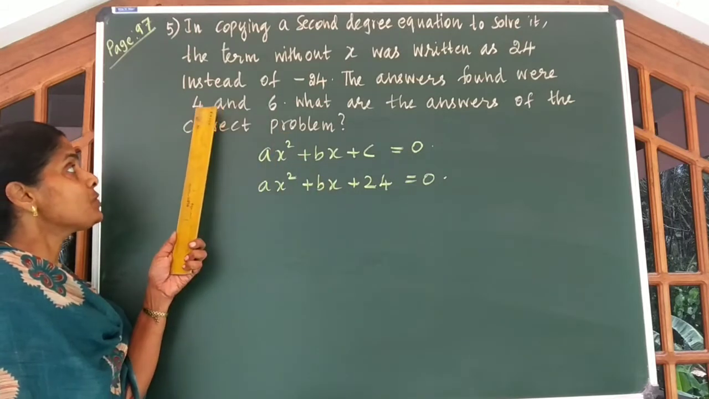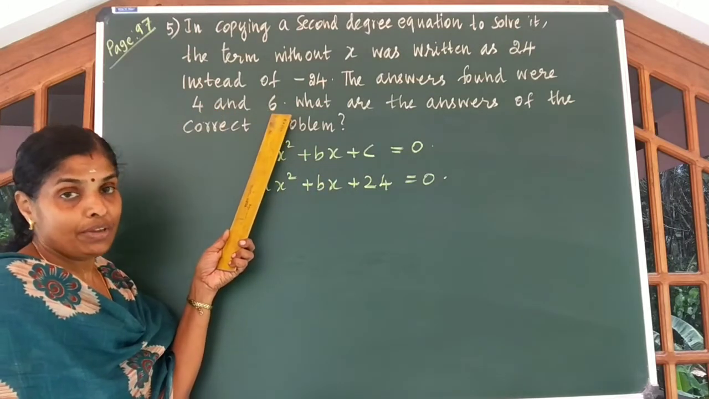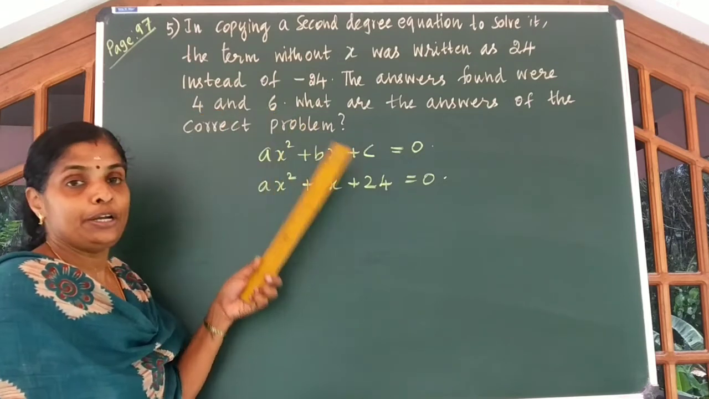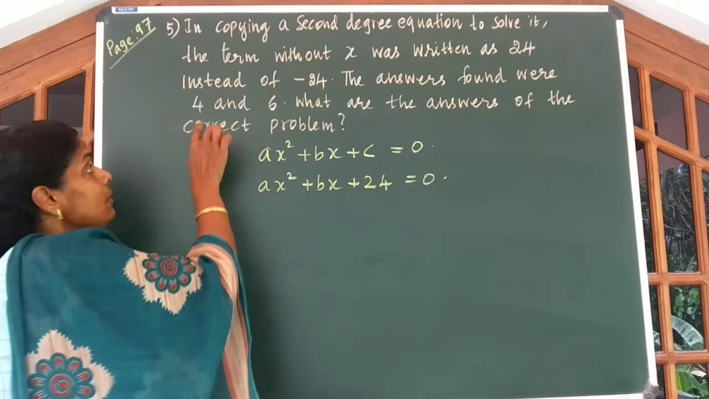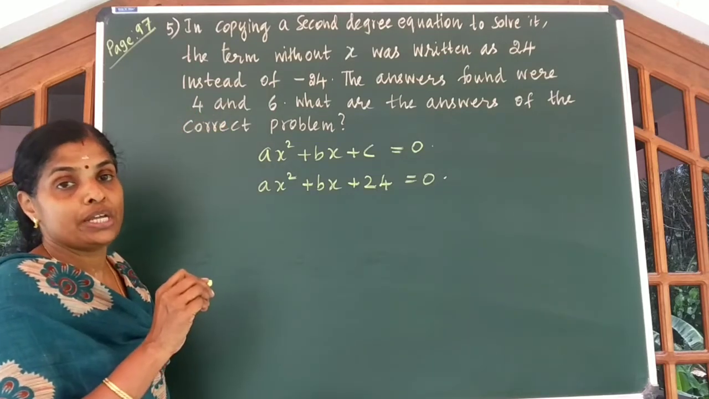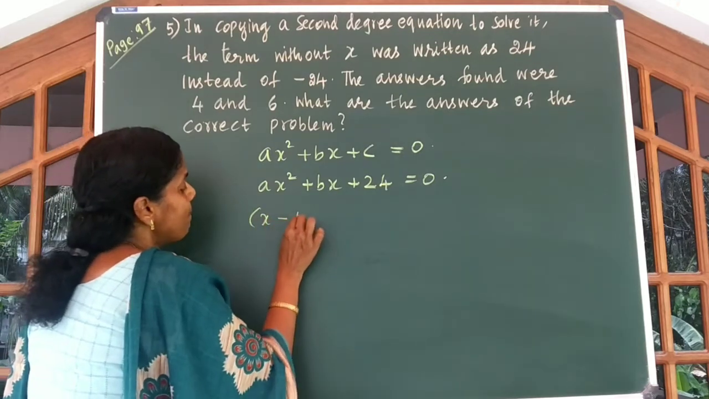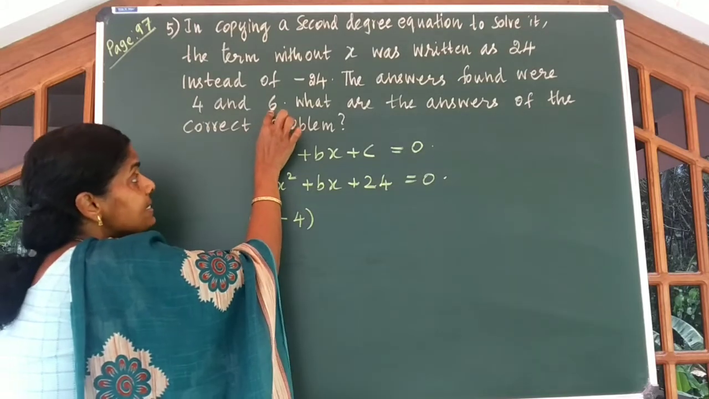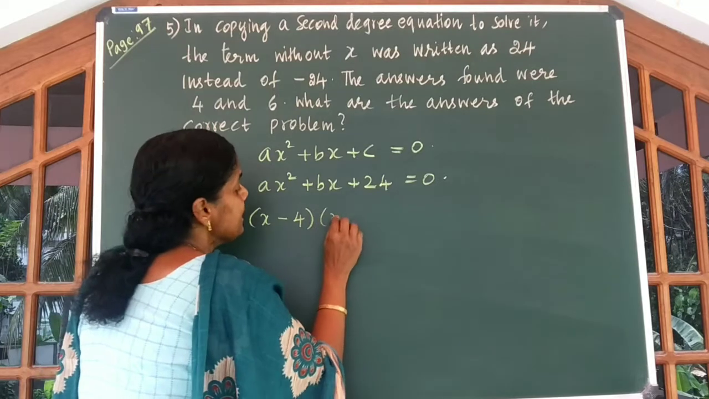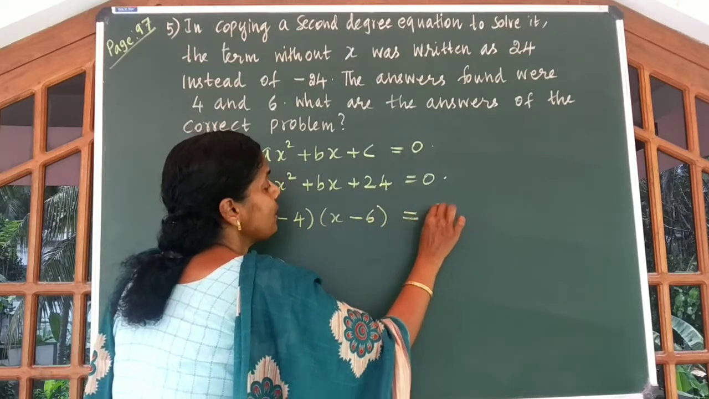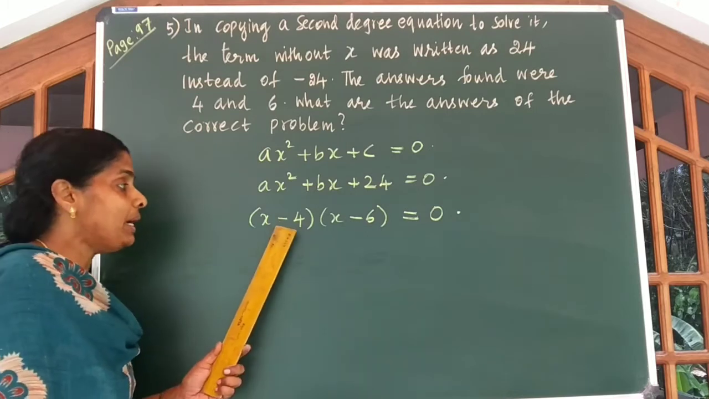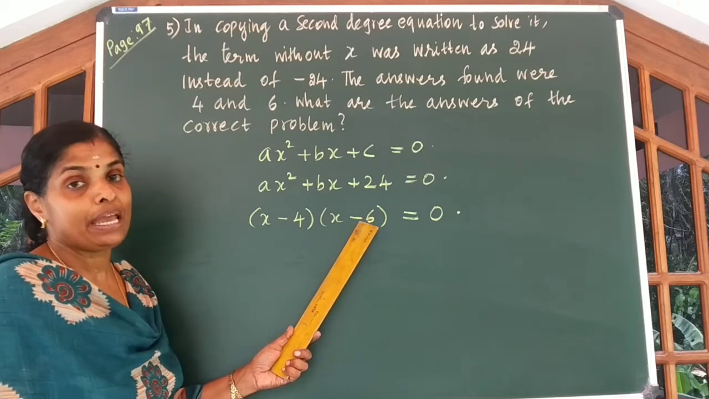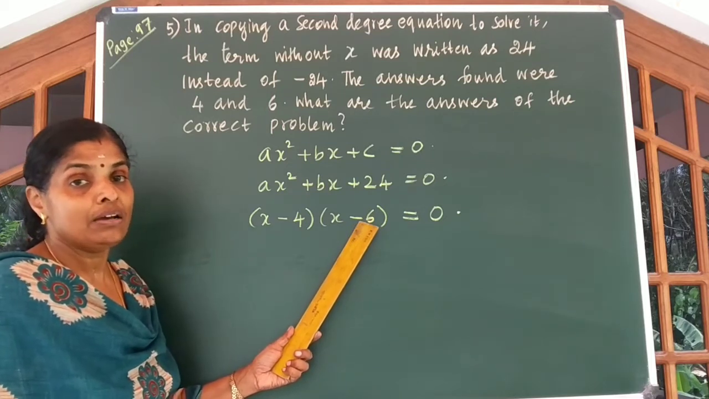Now use these two values 4 and 6. We are given x is equal to 4 to be a solution and x is equal to 6 to be a solution. If x is equal to 4 is a solution, we can write x minus 4 to be equal to 0. Also, since x is equal to 6, we can write x minus 6 to be also equal to 0. Now, by multiplying these two first degree polynomials, you will be able to write the second degree equation.